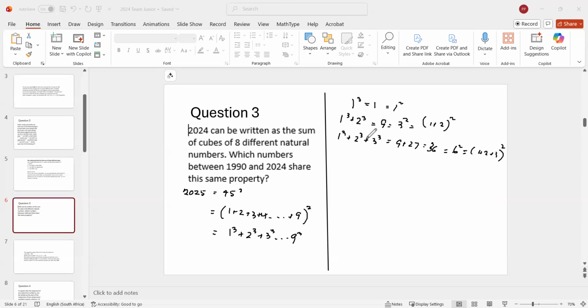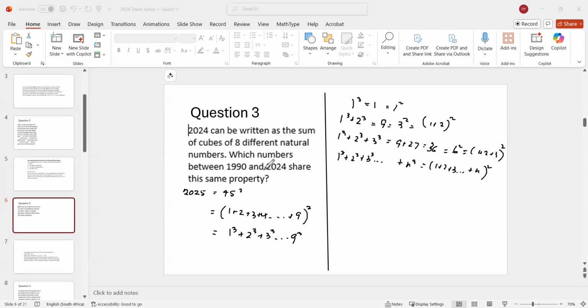See, that's quite interesting. And one can prove that this is always true. 1 cubed plus 2 cubed plus 3 cubed all the way up to n cubed is 1 plus 2 plus 3 all the way up to n, all squared. And there is a formula for the sum of the first n natural numbers. You can simplify this even further, but this formula by itself is quite fascinating.